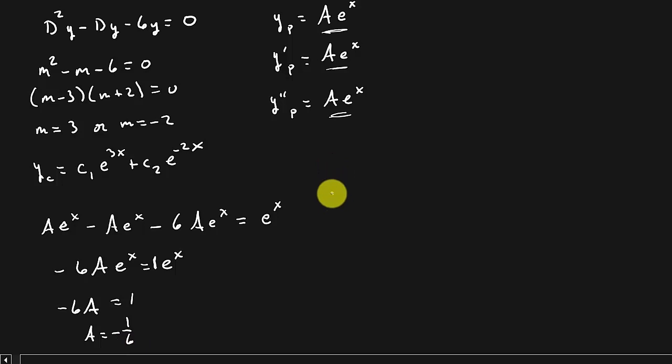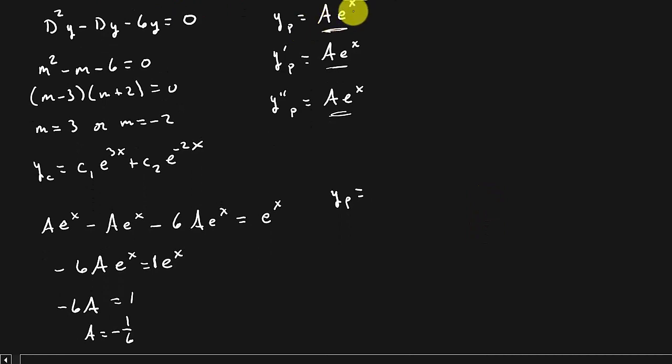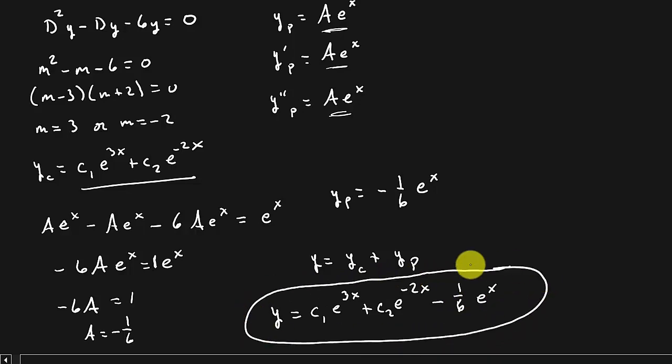So we get y sub p is equal to, now look at this. y sub p is a e to the x. Well, what's a? a is -1/6, so that's -1/6 e to the x. And then remember, y is y sub c plus y sub p. And so we get y is equal to y sub c, which is c1 e to the 3x plus c2 e to the -2x, and then plus y sub p, which is -1/6 e to the x. And this is your solution.